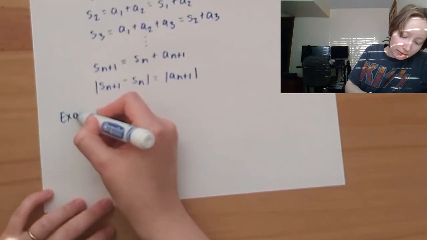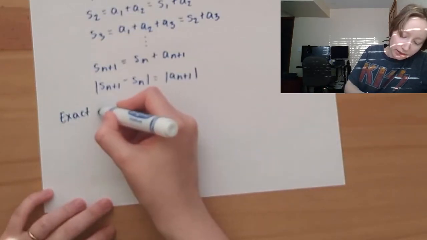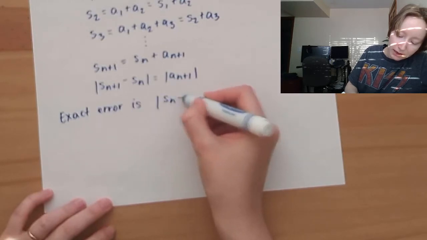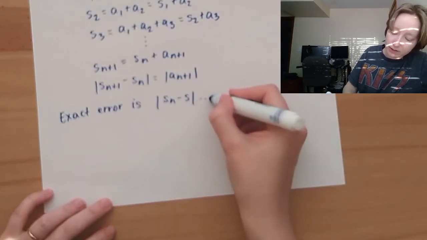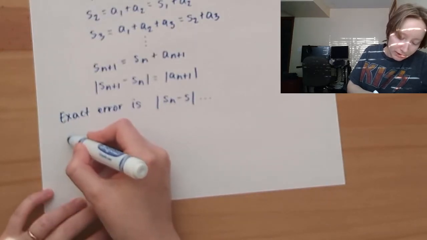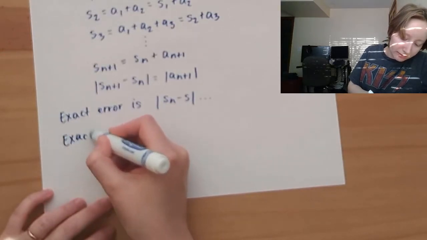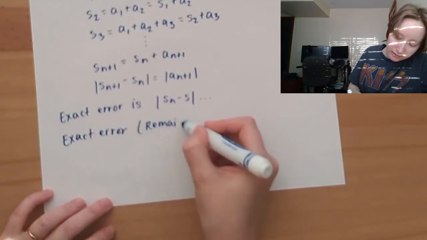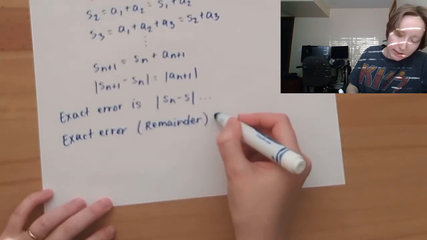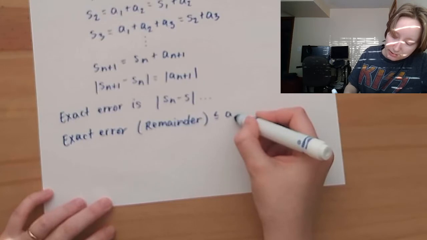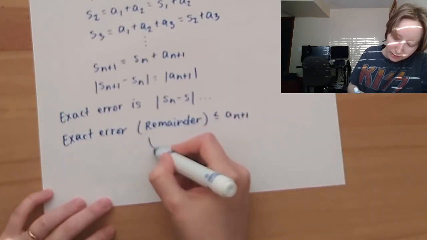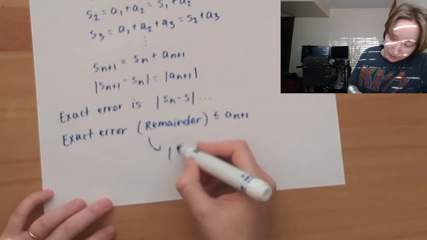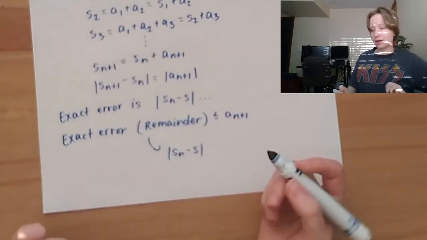And the exact error that we wrote down on the picture, the exact error is between the nth partial sum and the value, right? This is what we want to put a bound on. So then we can say that the exact error for the remainder is going to be less than or equal to A sub n plus 1, where the remainder is that value of the difference between the nth partial sum and the actual value.